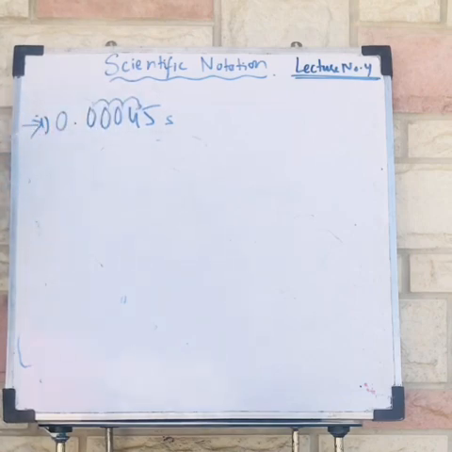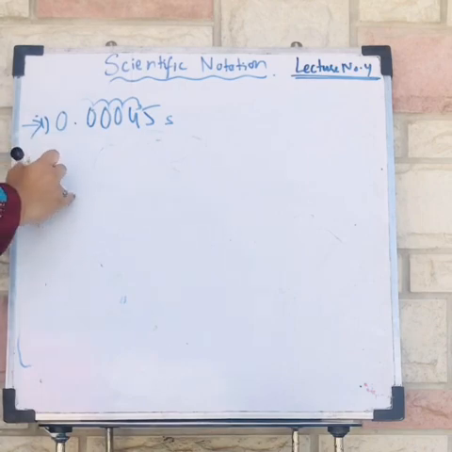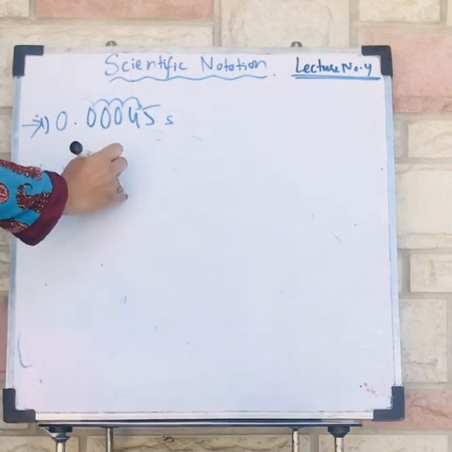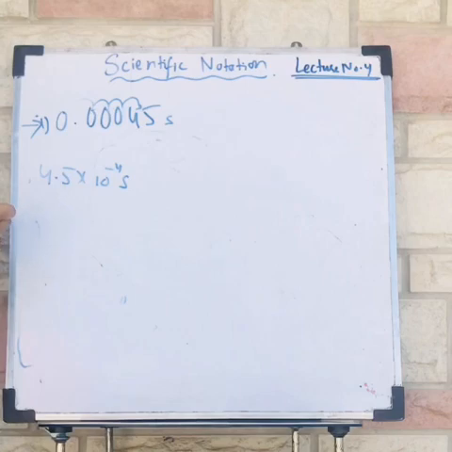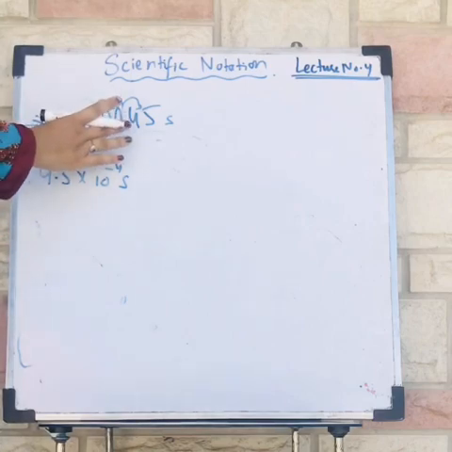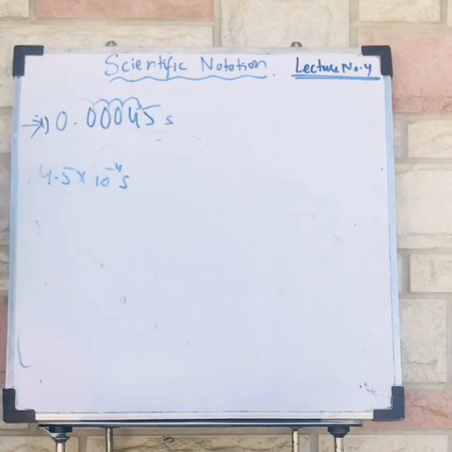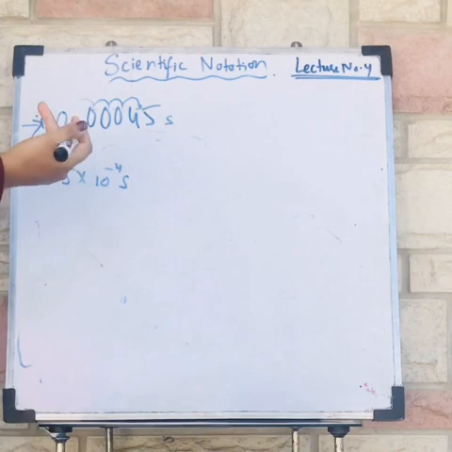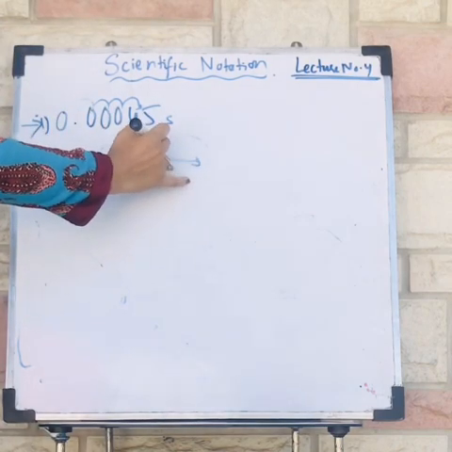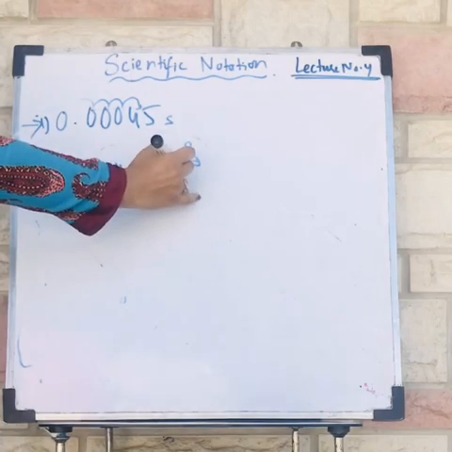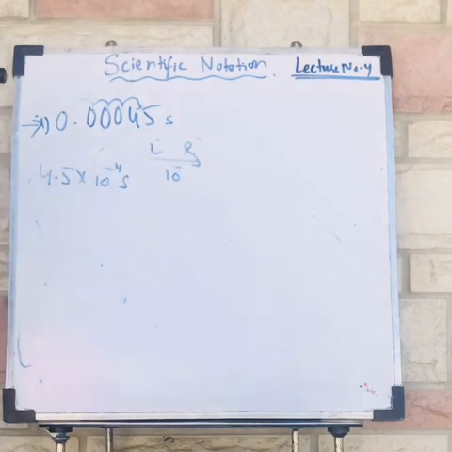How can I write it in terms of scientific notation? Like this: 4.5 times 10 raised to power minus 4 second. It's quite a pretty way to write this smallest number in terms of scientific notation. And in the power of 10, you see there is a minus sign because I moved from left side to right side. Whenever you move from left side to right side, you have to put a minus sign in the power of 10.